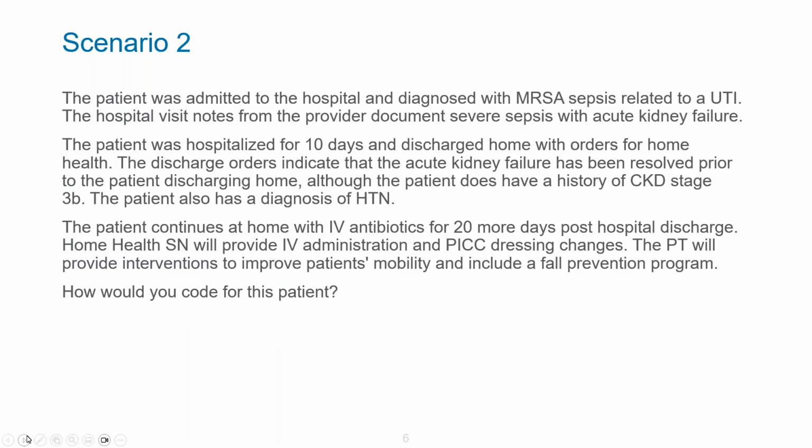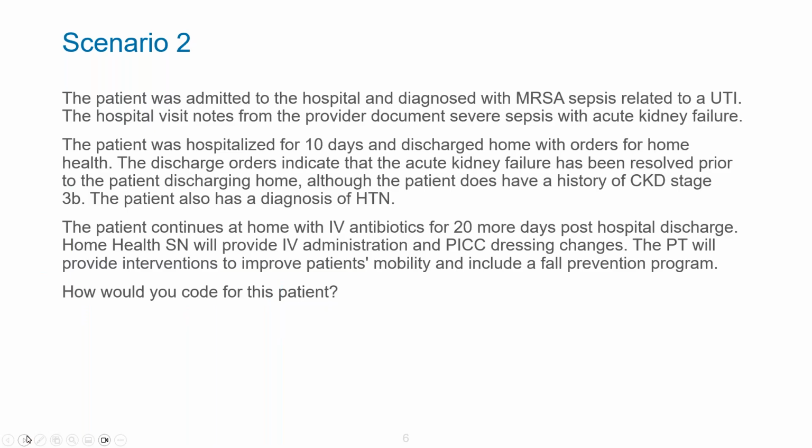So our second scenario: the patient was admitted to the hospital and diagnosed with MRSA sepsis related to a UTI. The hospital visit notes from the provider document severe sepsis with acute kidney failure. The patient was hospitalized for 10 days and discharged home with orders for home health. The discharge orders indicate that the acute kidney failure has been resolved prior to the patient discharging home, although the patient does have a history of CKD stage 3B. The patient also has a diagnosis of hypertension.